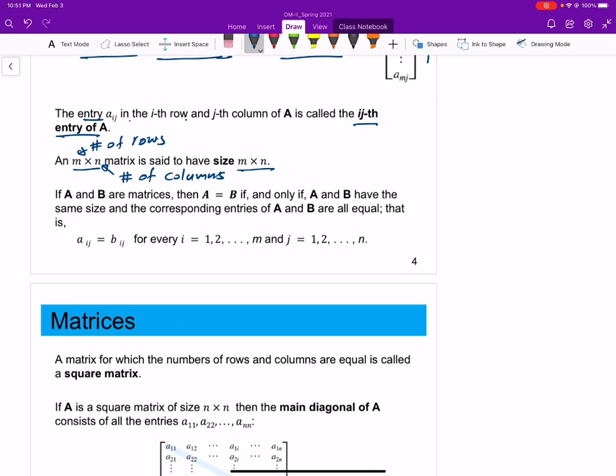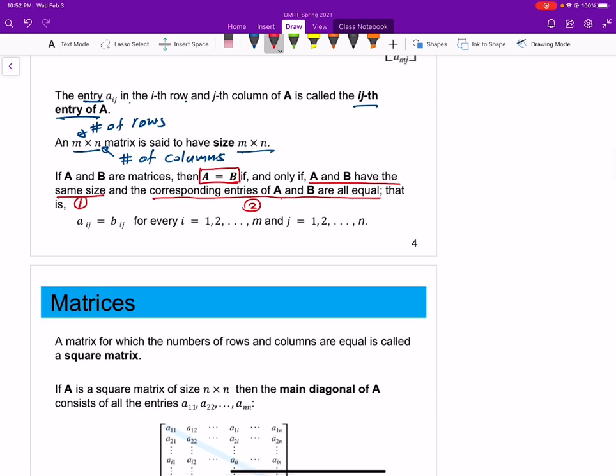If A and B are matrices, then A equals B if and only if A and B have the same size and the corresponding entries of A and B are equal. There are two things you have to satisfy to say A equals B. The first condition is that A and B have the same size. And the second is that the corresponding entries of A and B are all equal. Then you could write this equation. That means Aij equals Bij, that is, each corresponding element is equal.